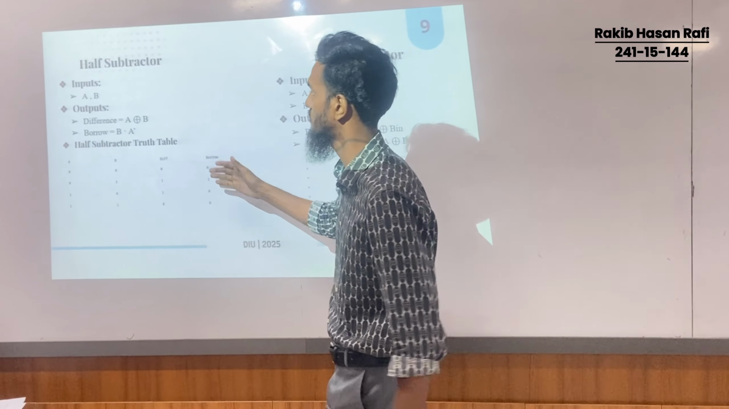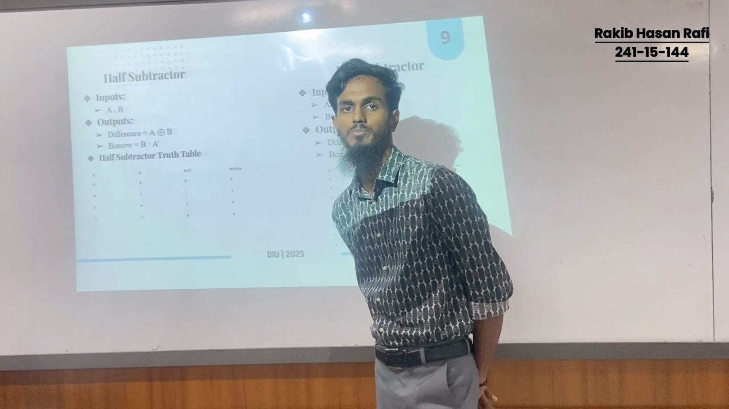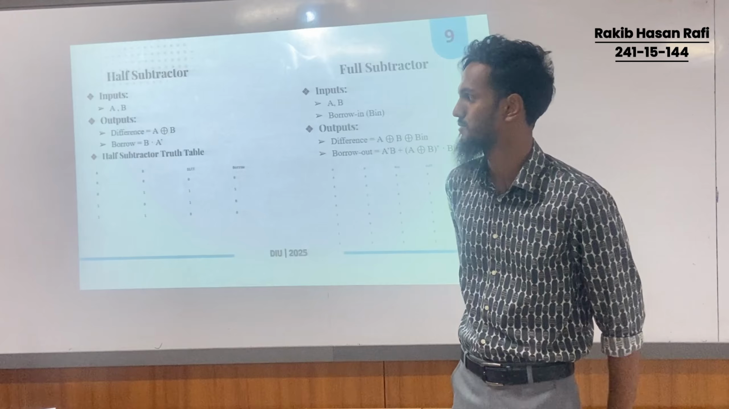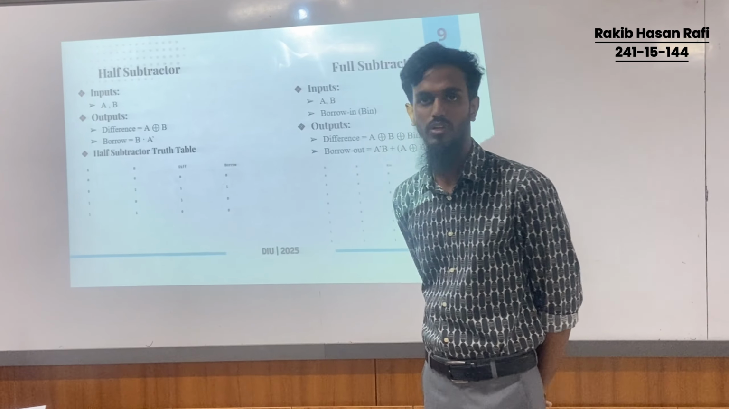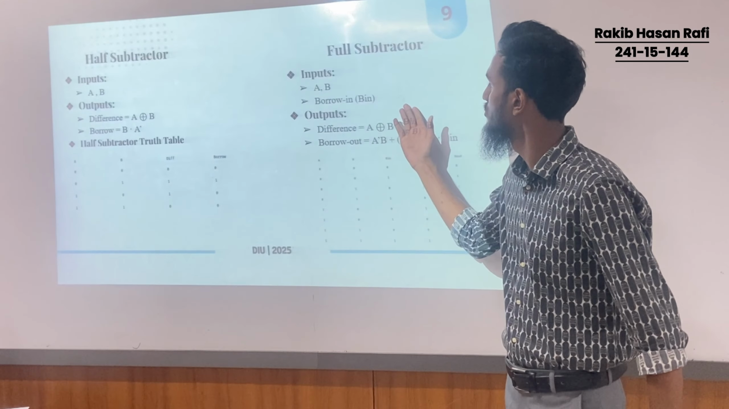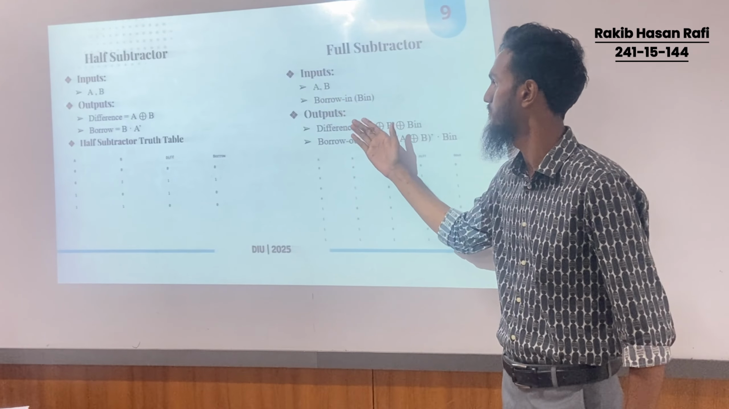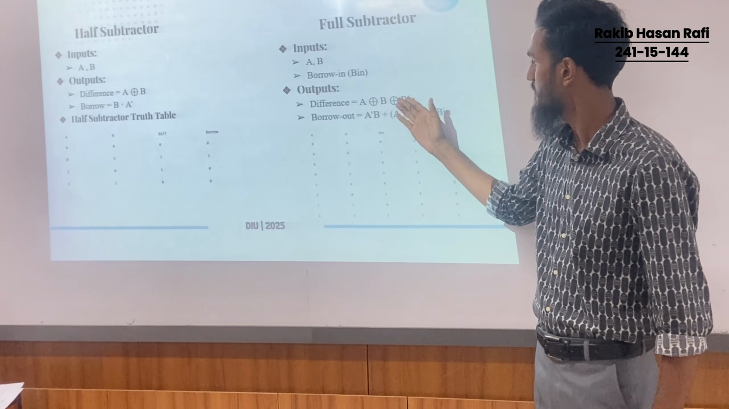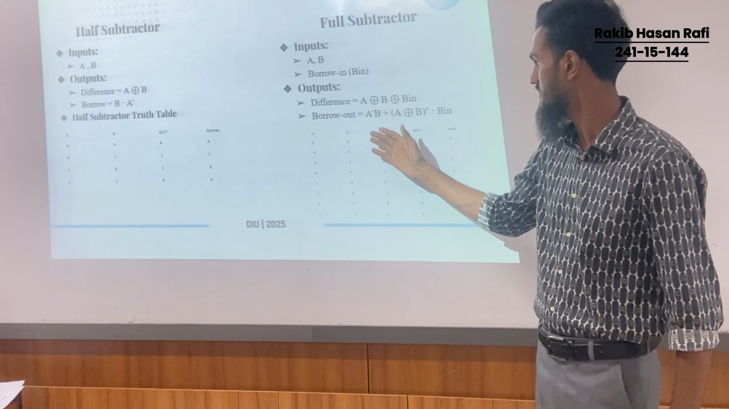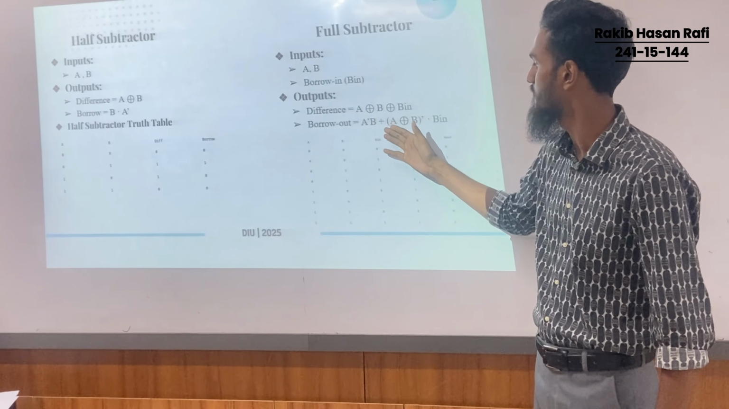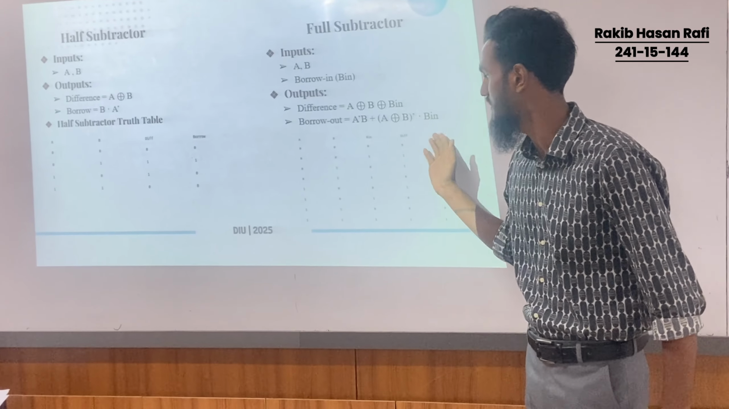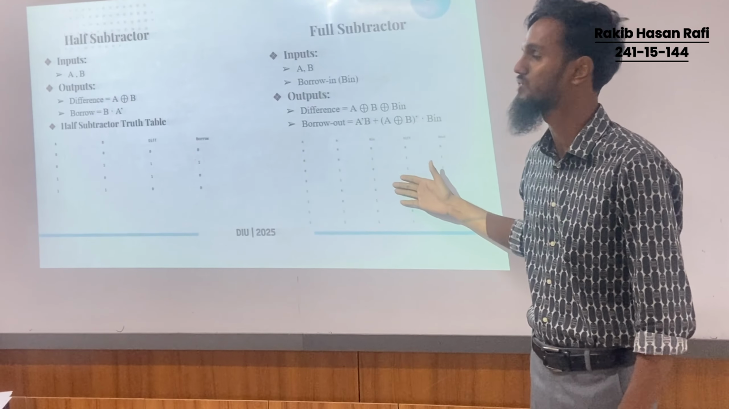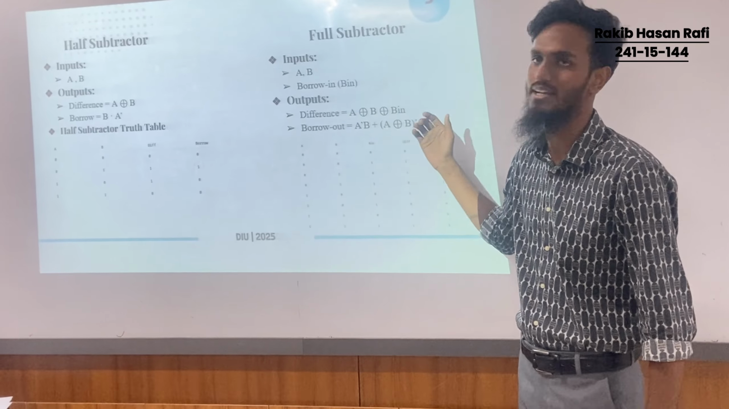So in half subtractor the inputs are A and B, and the output difference is A XOR B, and the borrow is A bar B. In full subtractor the inputs are A, B and the borrow in, and the output difference is A XOR B XOR B in, and borrow out is A bar B plus A XOR B bar times B in. Here is the truth table for this full subtractor and half subtractor.